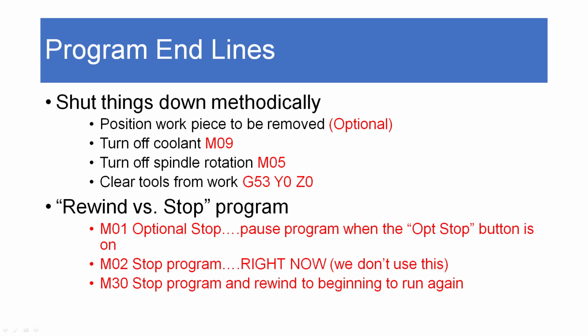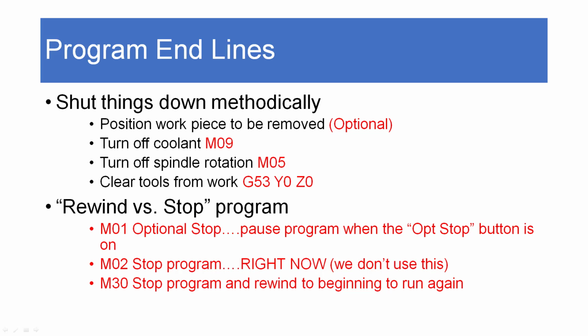But there's a difference between rewinding the program and stopping the program. There's three common ways to stop the program. M01 is an optional stop, and that just means the program will pause whenever the op stop button is depressed, every time it sees M01. M02 just says stop the program now, and it stops the program. It ends it. You can't really start the program up from that.